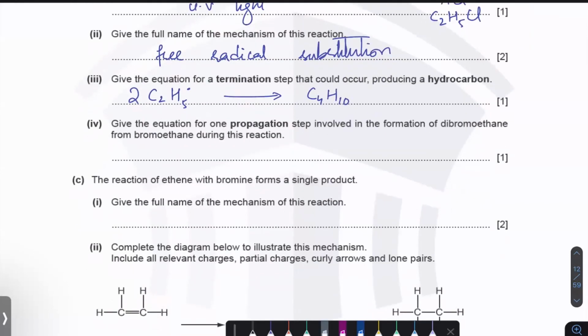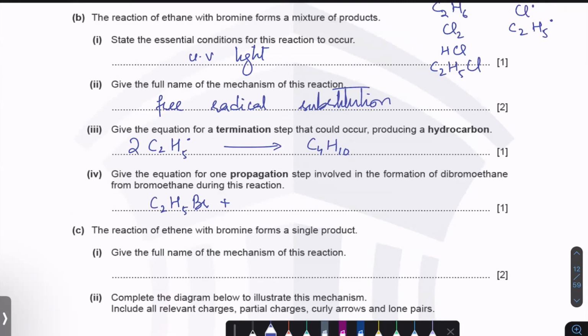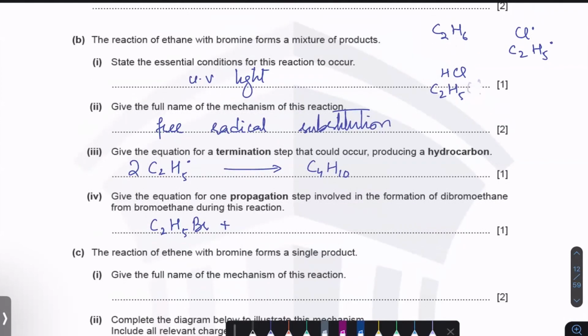Further questions will come. Give the equation for one propagation step involving the formation of dibromoethane from bromoethane. Okay, let's start with bromoethane, C2H5Br. This is a molecule that we have. So here there is no chlorine, it is talking about a bromine radical. So the bromine molecule is C2H5Br, and Br. Now pay attention people. What can we get here? I have this and I want to end up with C2H4Br2.